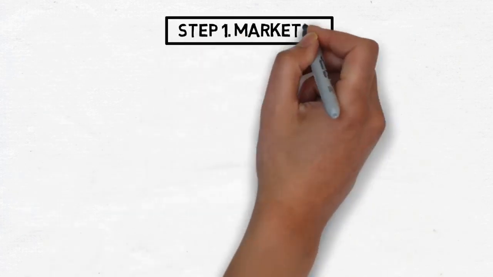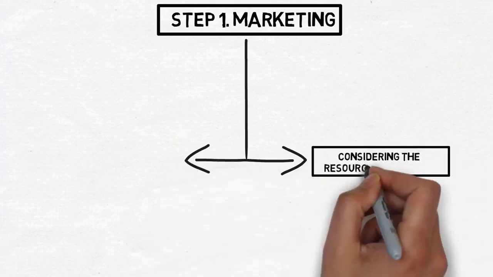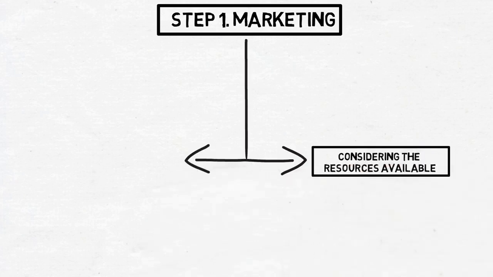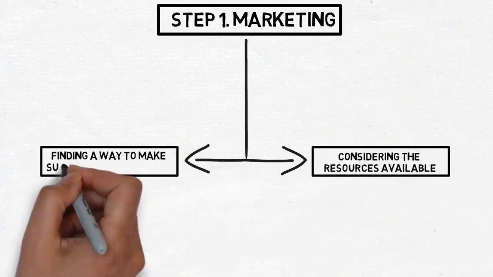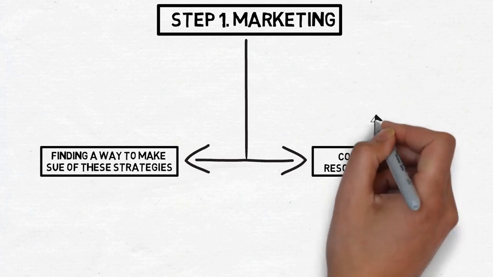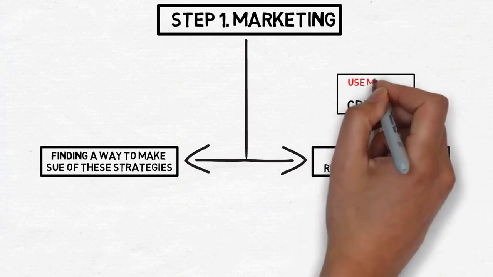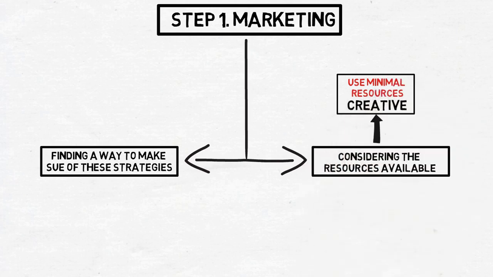Step 1. Marketing. Marketing strategy is really all about considering the resources available to the company and then finding a way to make use of these strategies in the most creative way possible. It is not so much about how much resources a business has at its disposal, but how creative they can get to make the minimal resources they have work for them.